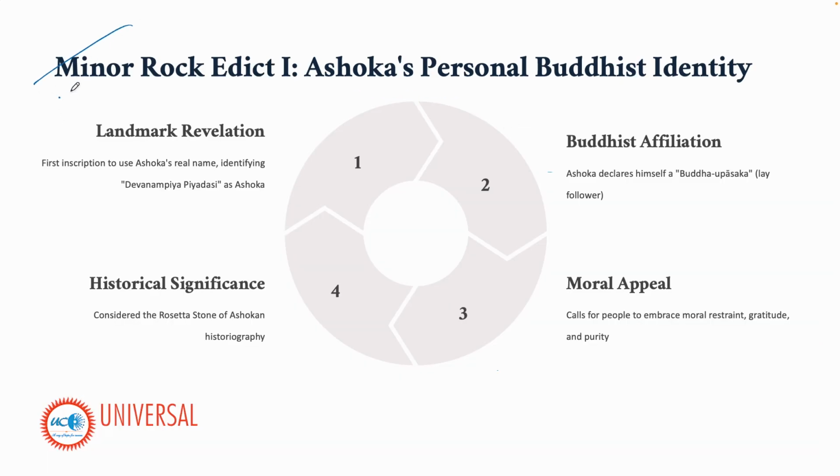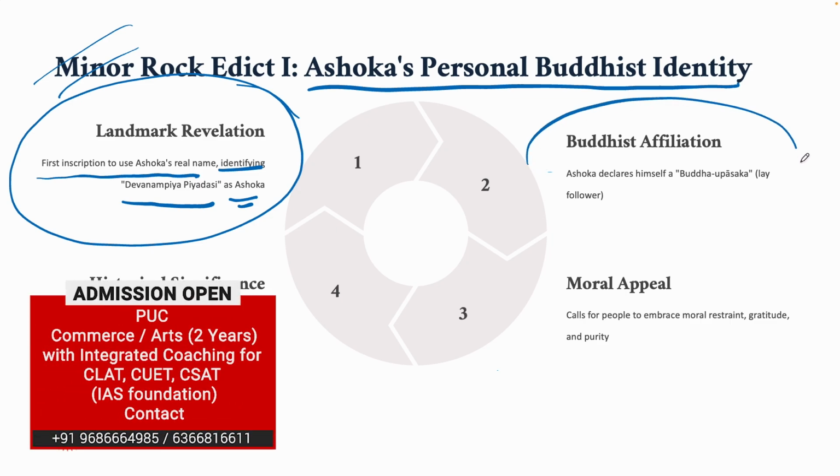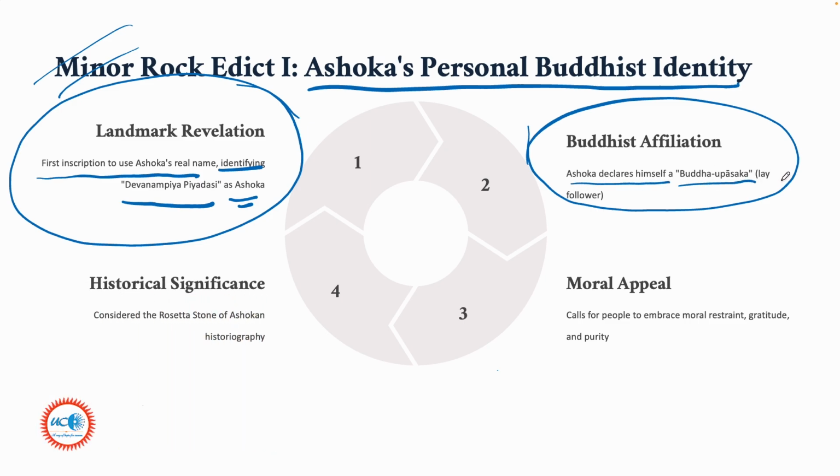Now, Minor Rock Edict 1, Ashoka's personal Buddhist identity. First of all, it creates a landmark. It is the first inscription to use Ashoka's real name, identifying Devanam Piya, God's beloved, as Ashoka. And then Buddhist affiliation: Ashoka declares himself a Buddha Upasaka, a lay follower of Buddha and Buddhism.